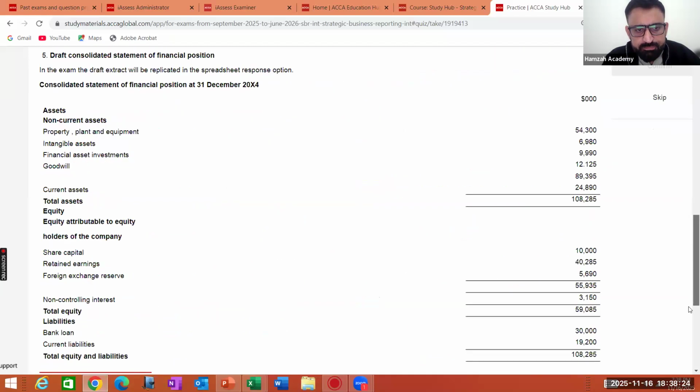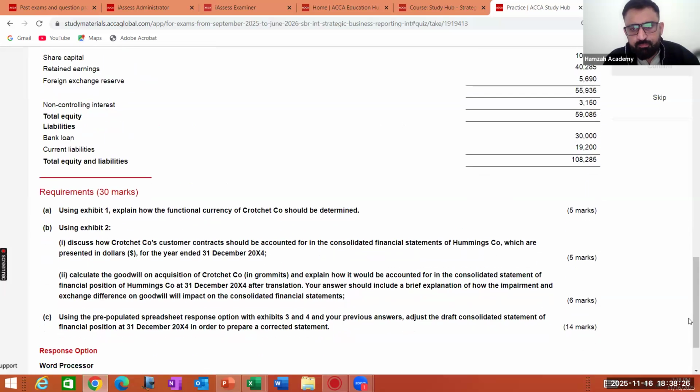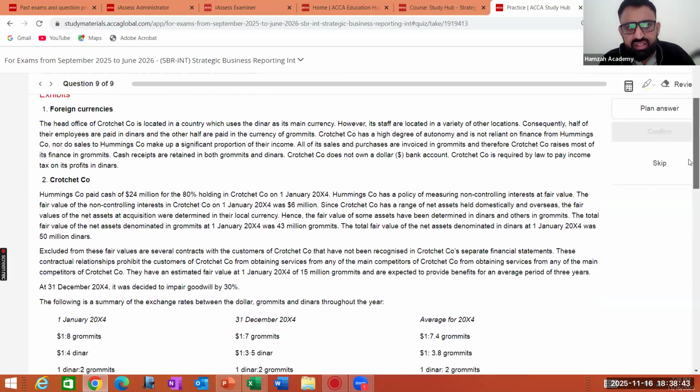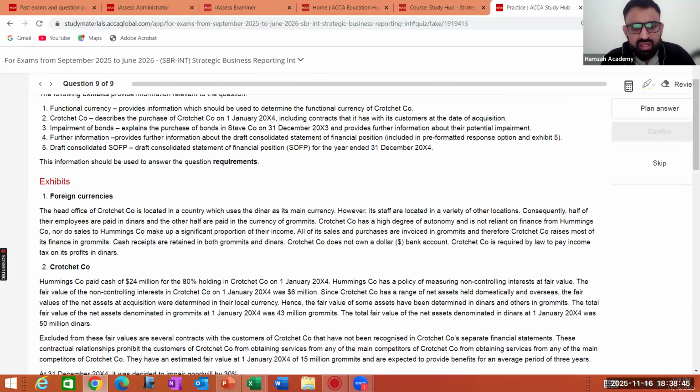And if we look at the requirement, using exhibit one, explain how the functional currency of the C company should be determined. How the functional currency of the subsidiary should have been determined.